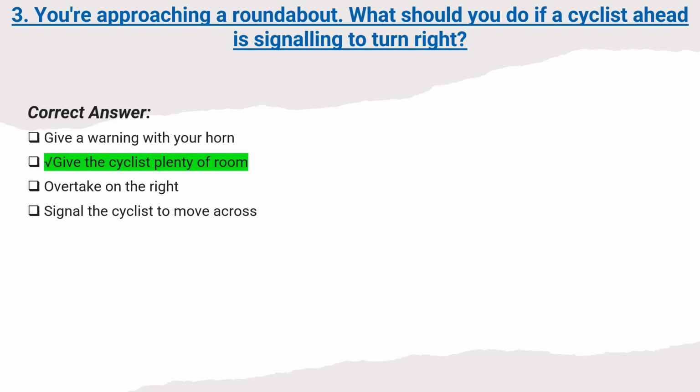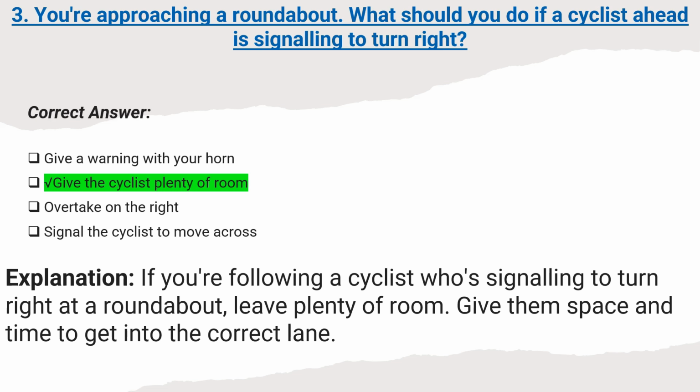Explanation: if you're following a cyclist who's signaling to turn right at a roundabout, leave plenty of room. Give them space and time to get into the correct lane.